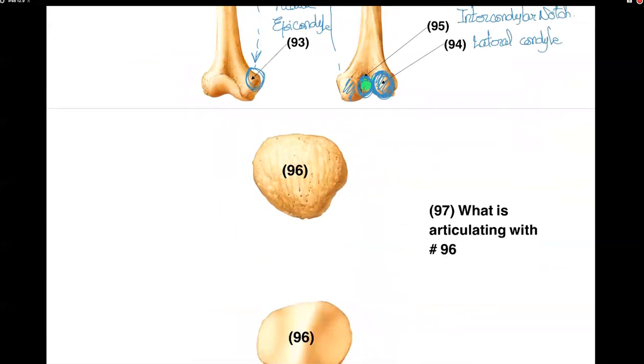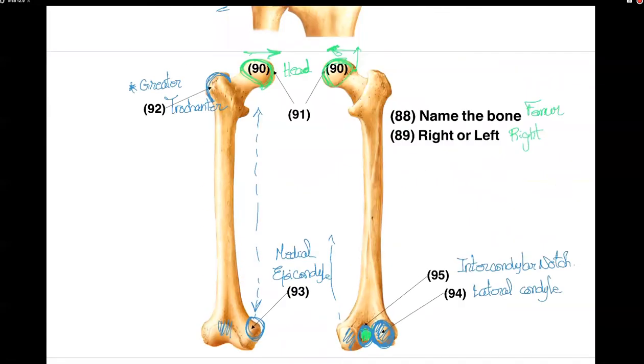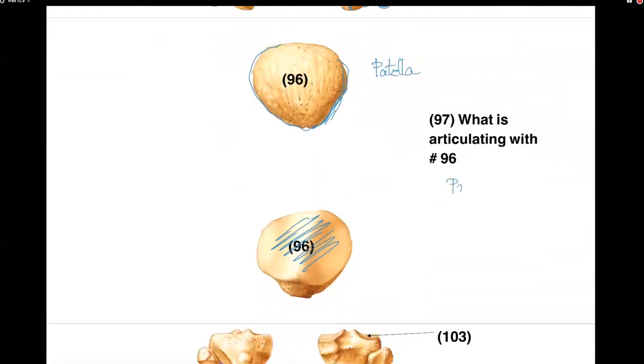How about this bone? What do you think? What is the name of the bone on here? This triangular shaped bone. This is my kneecap. We call it the patella. And what is it articulating with? What's articulating with this side of the patella? It's the patellar surface of the femur. So the patella is articulating with the patellar surface of the femur.